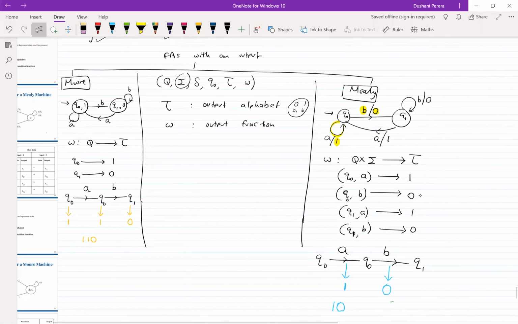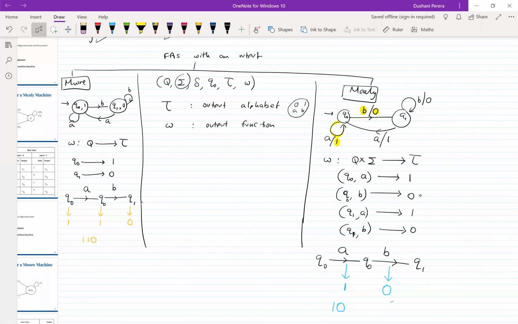Got it? So this is the difference between a Mealy machine and a Moore machine. Both do produce an output, but how the output is associated with the machine is different in these two cases. Okay, I hope that's clear.